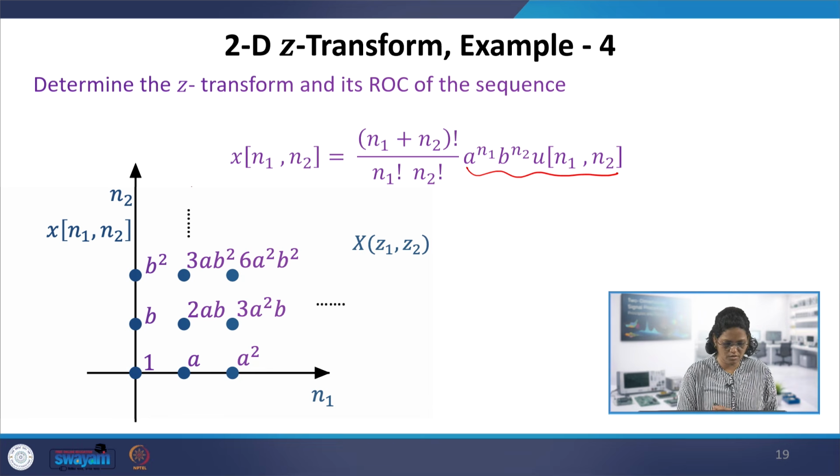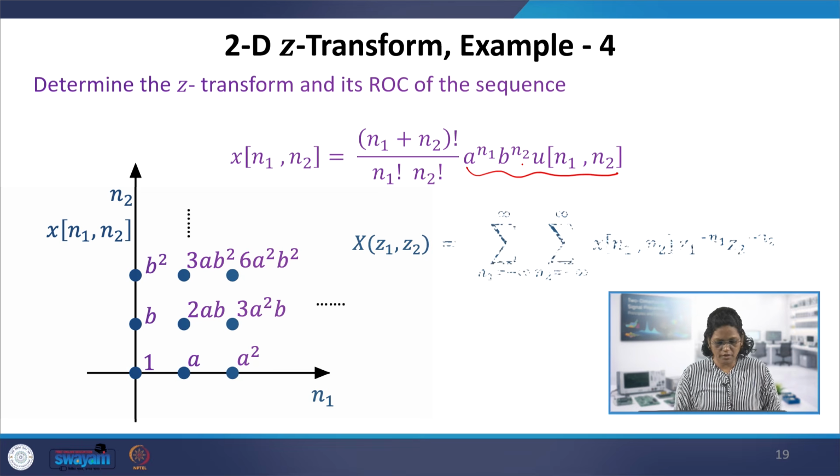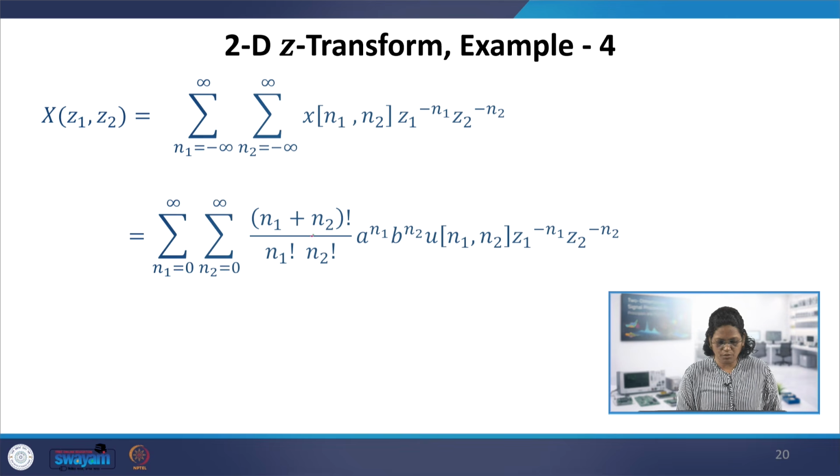Now this sequence extends this way, here and here as well, as n1 is varying and n2 is varying. The u of n1, n2 restricts this sequence to be in the first quadrant. That's it. Now finding the Z transform of it: x of n1, n2. Write this sequence with u of n1, n2. The restriction here is that the summation is not from minus infinity for n1 and n2, whereas this one is from 0 to infinity, because the sequence is restricted here.